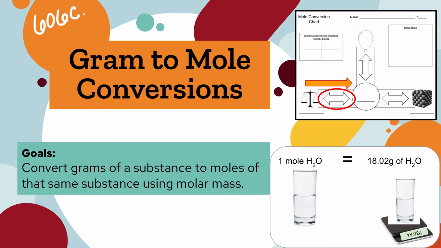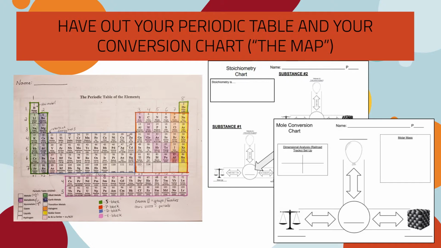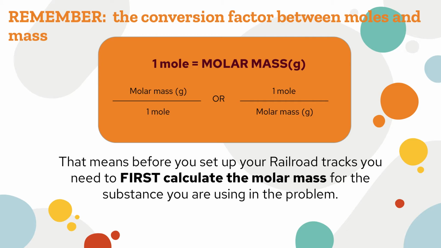So the goal for this lesson is to convert grams of a substance to moles of that same substance using your molar mass. Remember to have out your periodic table and your conversion chart. Remember, the conversion factor between moles and mass is the molar mass of whatever substance you're trying to find. So remember, 1 mole is the molar mass, so we can write it as molar mass over 1 mole, or 1 mole over the molar mass.